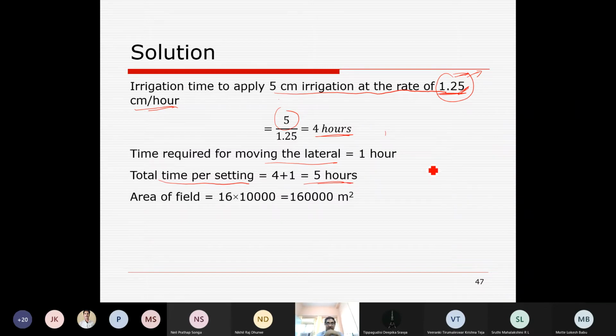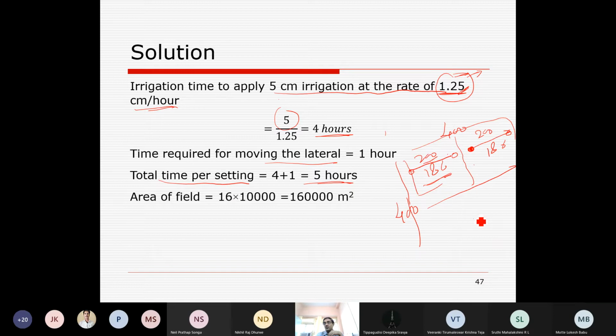This is 186 and 186. That is covering this area, 186 and some area covered by the sprinkler, on this side as well as this side. So this is near about 200 meters covered by each of the laterals. So 200 into 200, that is 400, it has covered, and this side as well, it is 400. So two sets, or one change, is required to cover this whole area.